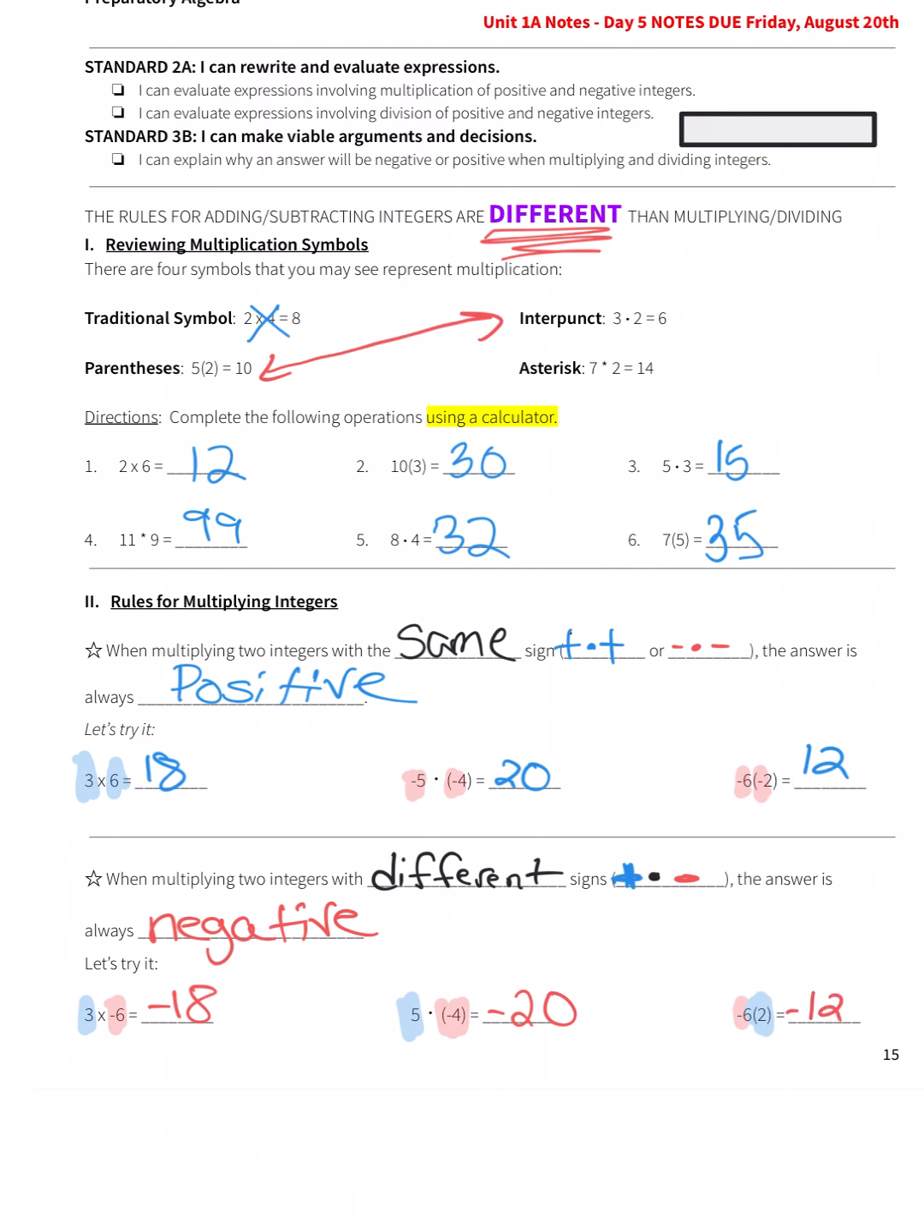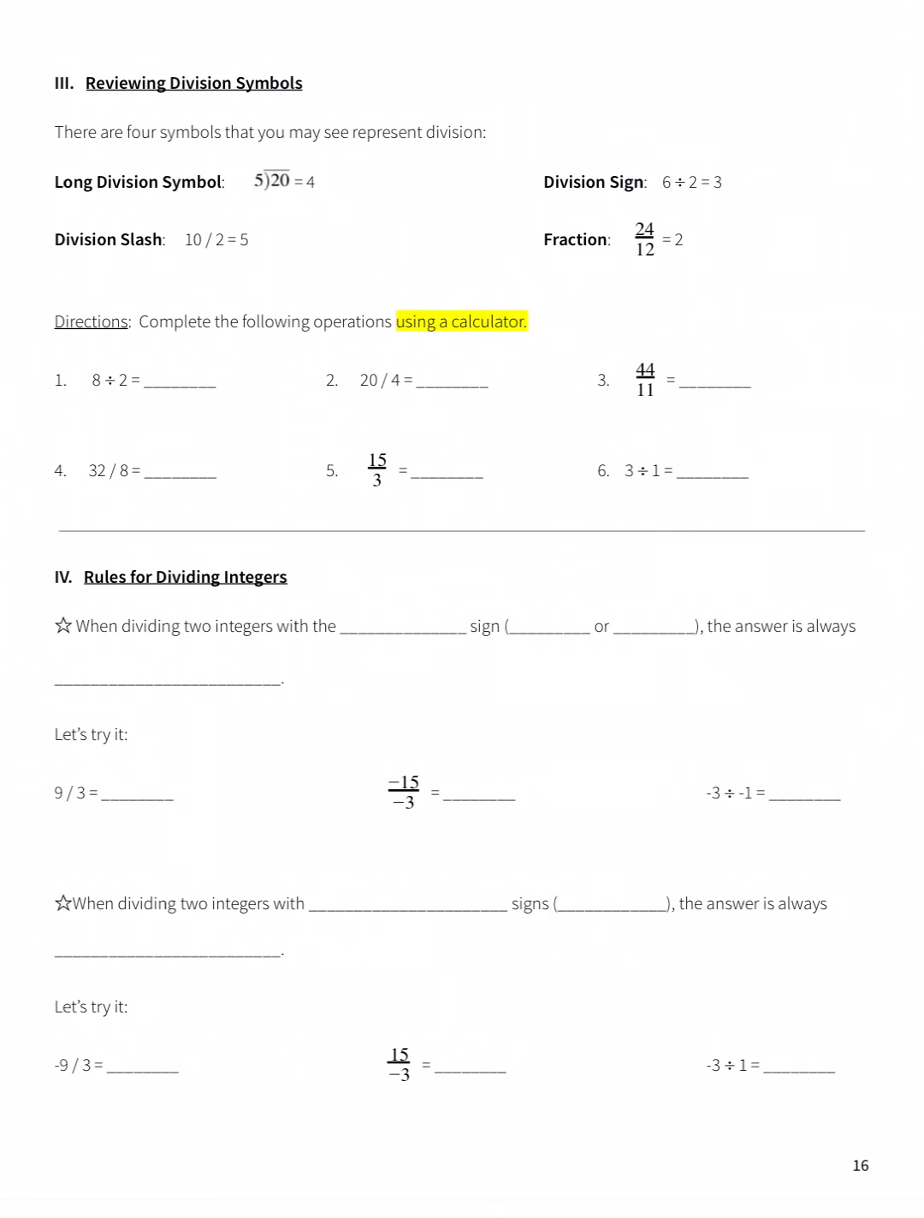So that's really what you need to know with multiplying, and the rules are the same for dividing too. So here we go. Same sign, positive. Different sign, negative. All right, now we are going to look at the rules of division, and guess what?